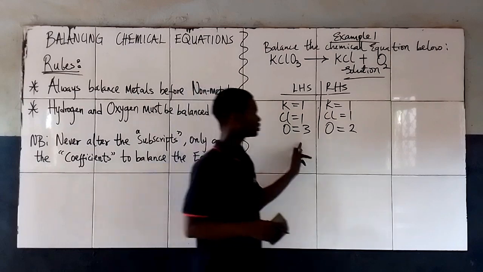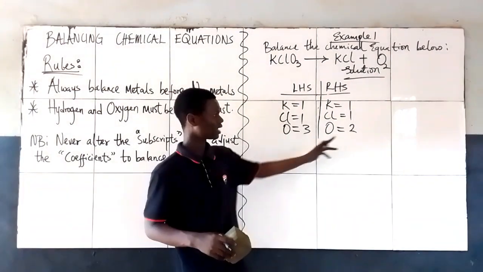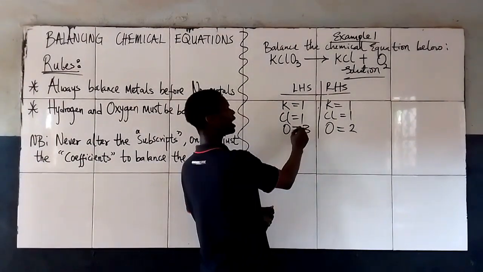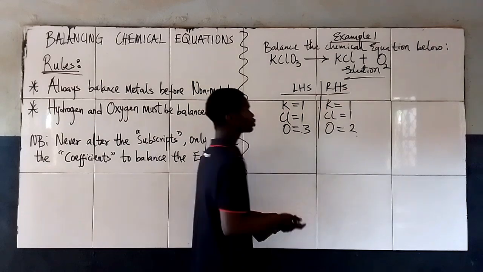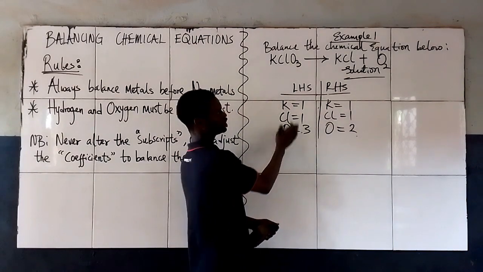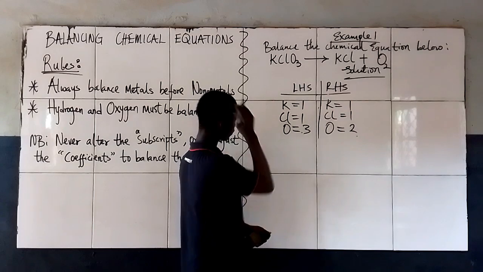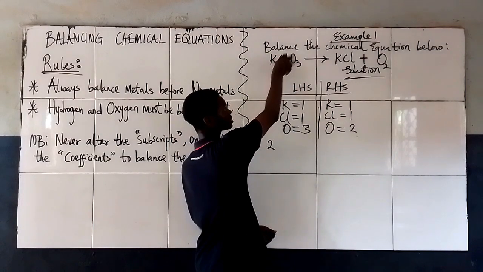Now observe 3 and 2. Is there a number I can use to multiply this and this that will make it equal? The answer is I will use 2 to multiply this and I will use 3 to multiply this. So we have 6 and 6. So the compound that is carrying this oxygen on this side, I will use 2 to multiply the whole of it. So how will it look like? Watch out, watch out. It will be 2. Who is carrying oxygen? Is it not this O compound?